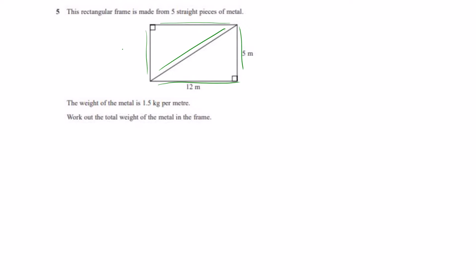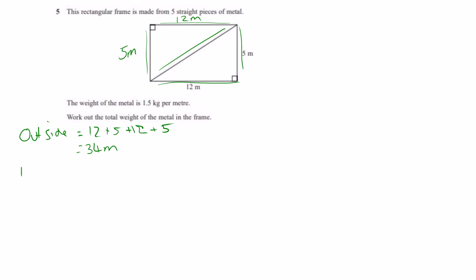So let's label the rest of our sides. 5 meters is 5 meters, 12 meters, and 12 meters. So the outside is equal to 12 plus 5 plus 12 plus 5, which gives us 34 meters.